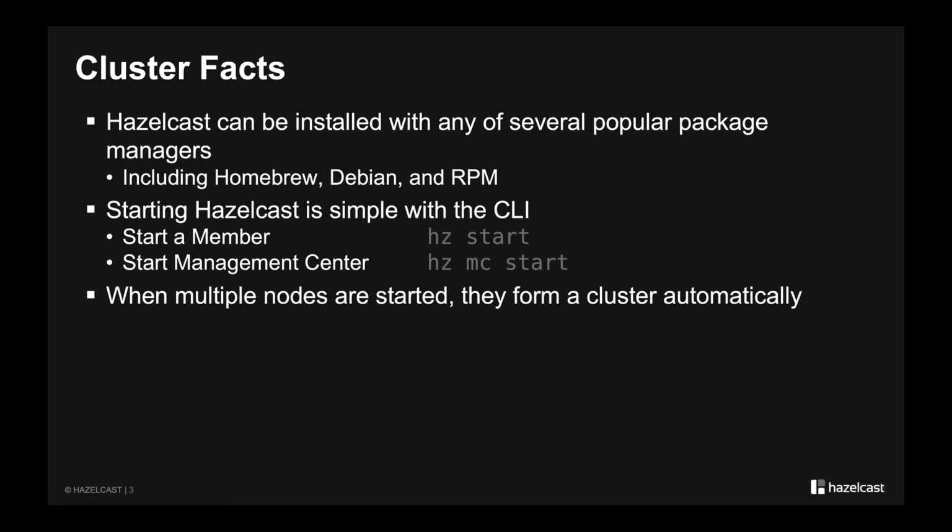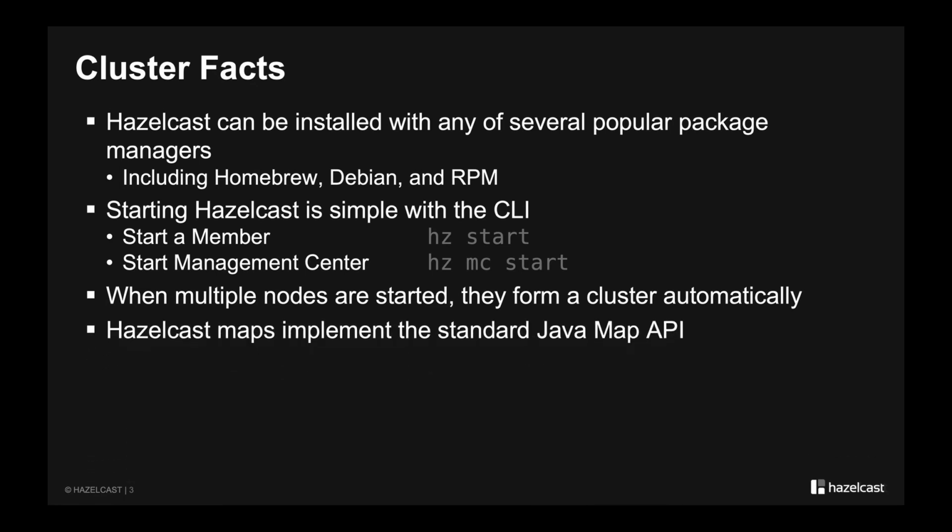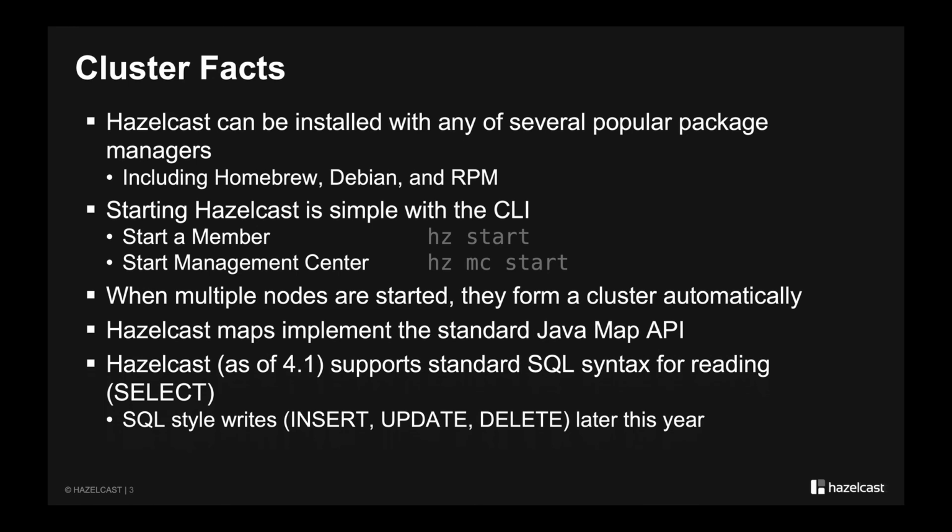You might want something less promiscuous in your production setup, so discovery behavior is configurable. Hazelcast maps follow the standard Java map API, so it's as easy as writing to a hash map. We can read data using those same standard Java APIs, or, beginning with IMDG 4.1, standard SQL.